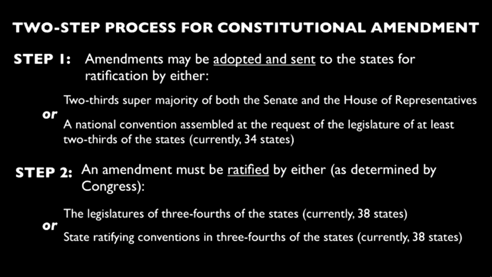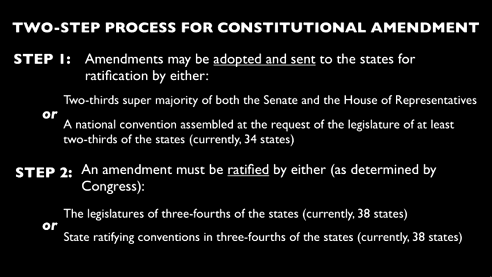Or, now this is an or, not an and, or a national convention assembled at the request of the legislature of at least two-thirds of the states. And now this is what Dominic was asking about. So currently, two-thirds of the states would be 34 states. And 34 states would have to request this national convention. The last national convention we had was the ratification convention for the initial Constitution itself. It has been hundreds of years since we've had a national convention.